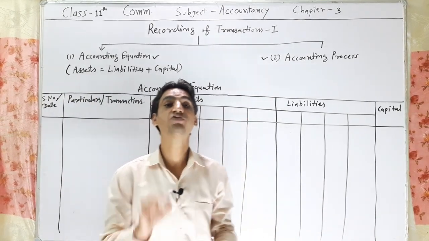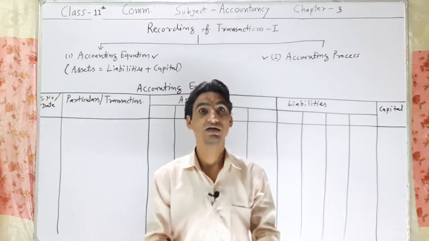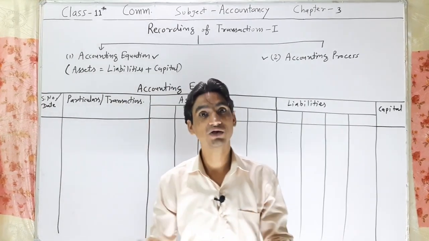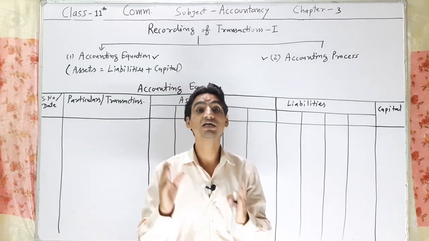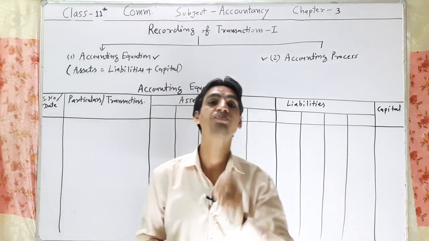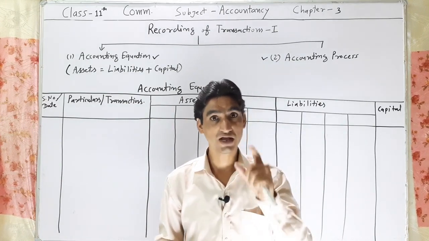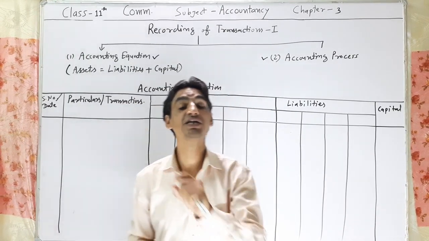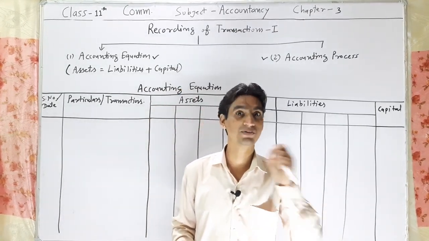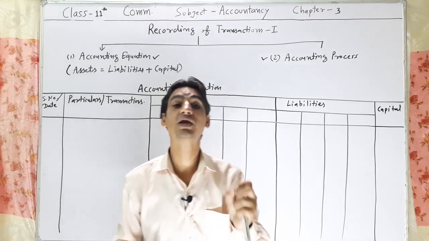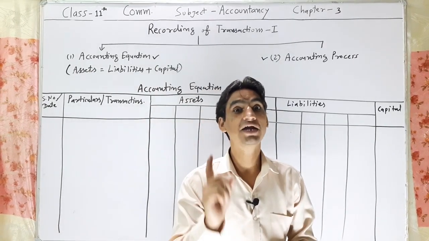The accounting equation is also known as the balance sheet equation. It represents a relationship between assets, liabilities and owner's capital. It is the foundation of the double entry system.